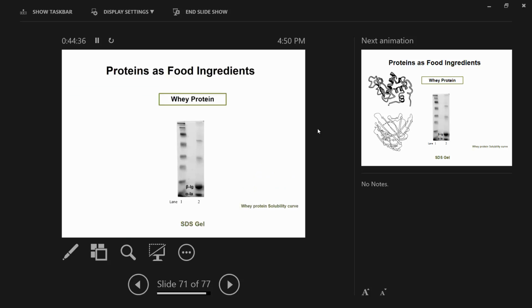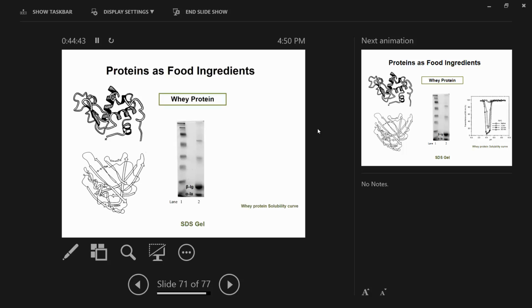Whey protein is a globular protein, as I said, and it's composed mostly of beta-lactoglobulin and alpha-lactalbumin. So this is your alpha-lactalbumin and this is your beta-lactoglobulin. This is the wonderful SH group, or the troublemaker right there.